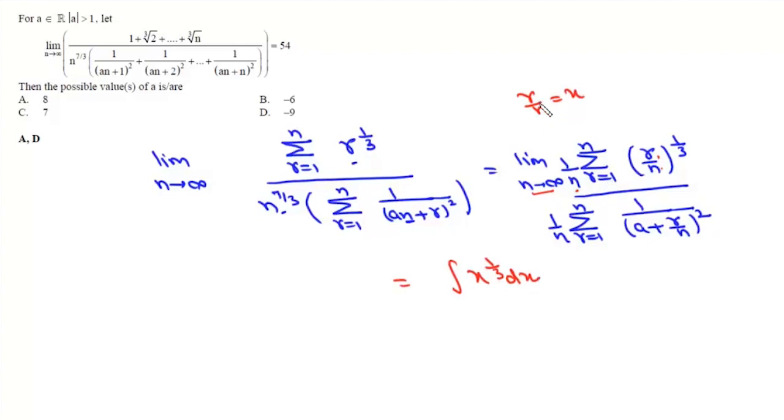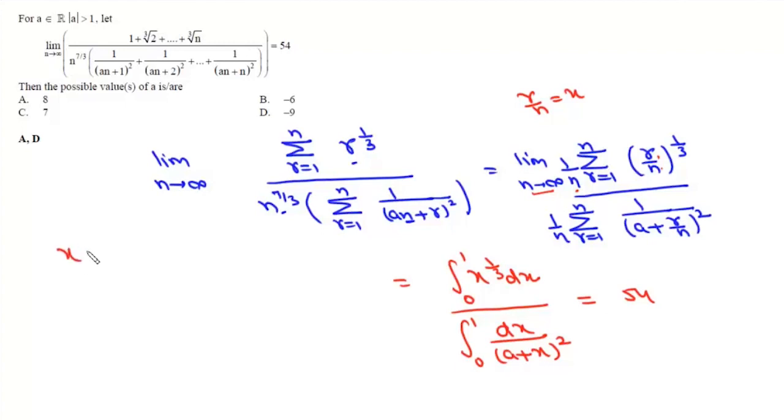Now when r is 1, it is 1 by n, and 1 by n is 1 by infinite 0, and upper limit is n by n, which is 1. For this also we can write this integral from 0 to 1, dx upon (a plus x) whole square, and it is given that it is equal to 54.